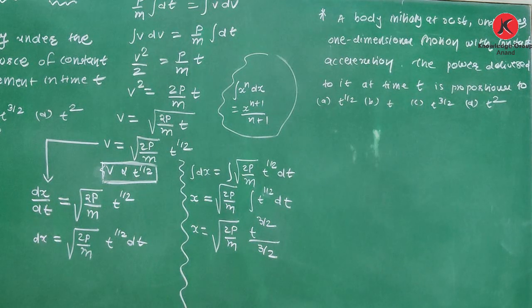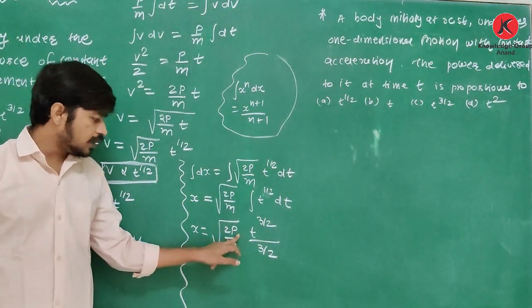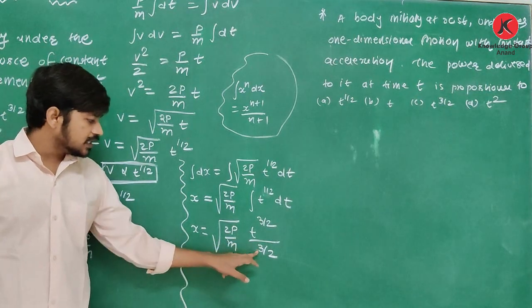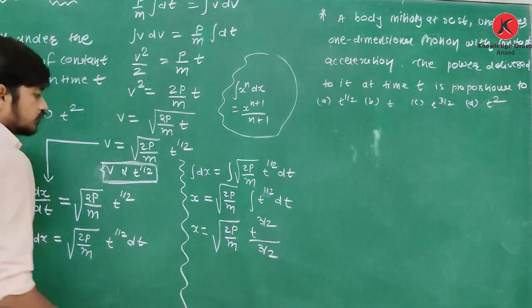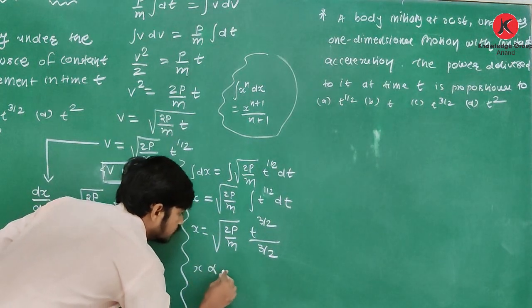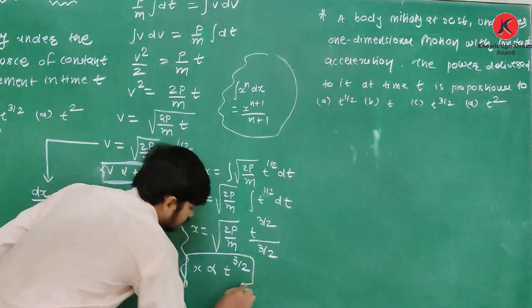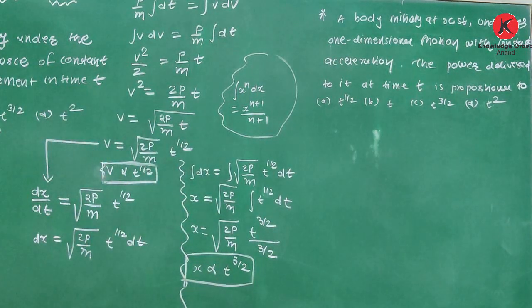Any doubt? Now see here, 2 is constant, power is constant, m is constant, 3 by 2 is also constant. So this whole term we can consider as constant. So x is proportional to t raised to 3 by 2. Clear about this?